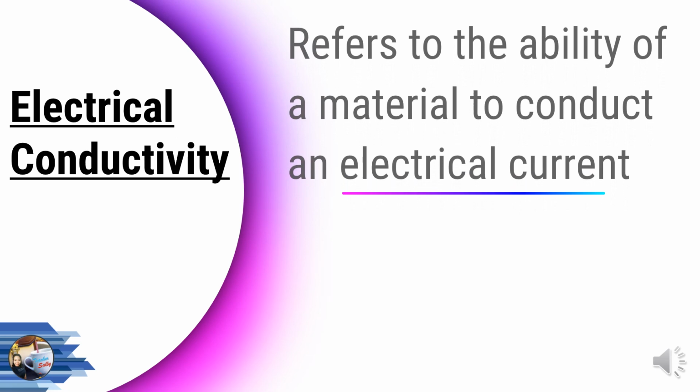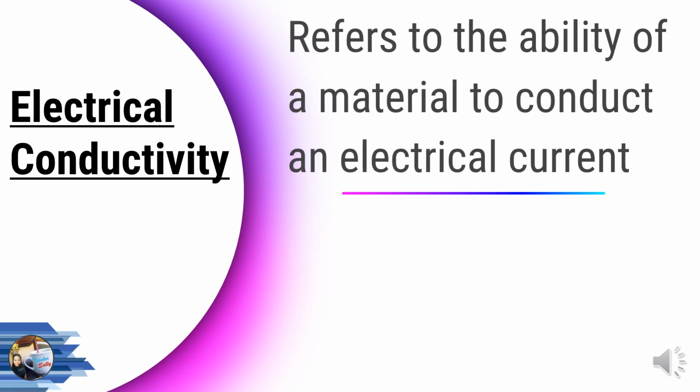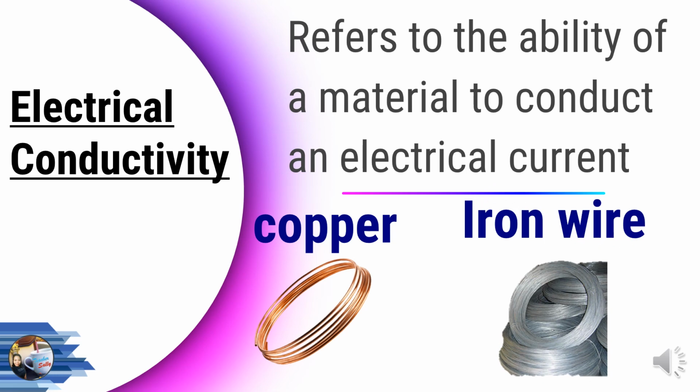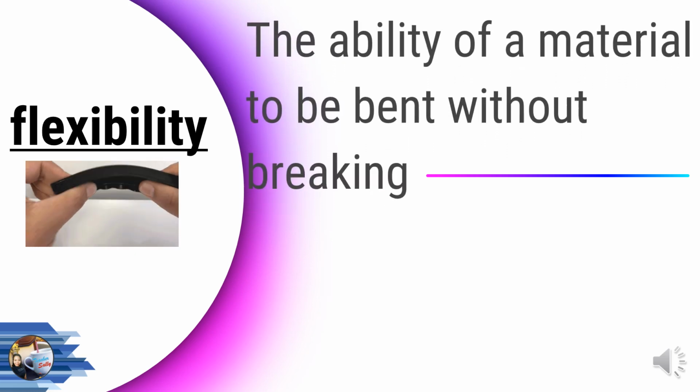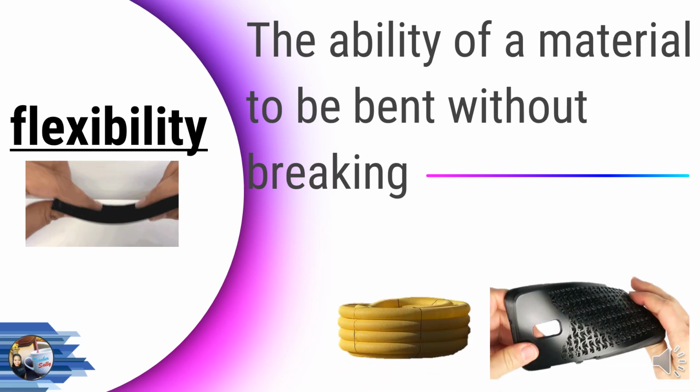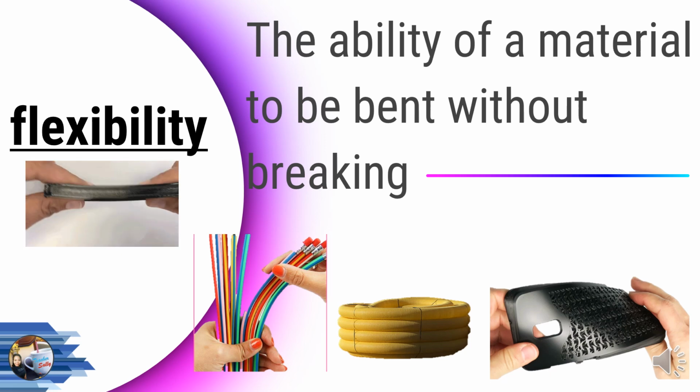Next is electrical conductivity. It refers to the ability of a material to conduct an electrical current. Here are the examples. We have copper and iron wire. Next is flexibility. Flexible materials can be stretched reversibly when they undergo elastic strain. Therefore, flexibility is the ability of a material to be bent without breaking. Examples are materials that are made of plastics.